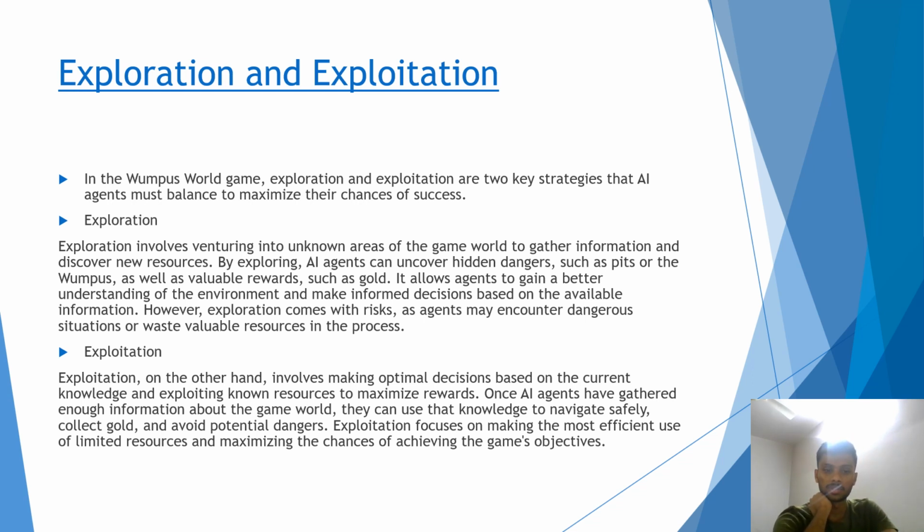Exploitation. Exploitation, on the other hand, involves making optimal decisions based on the current knowledge and exploiting known resources to maximize the rewards. Once an AI agent has gathered enough information about the game world, it can use that knowledge to navigate safely, collect gold, and avoid potential dangers. Exploitation focuses on making the most efficient use of limited resources and maximizing the chances of achieving the game's objectives.